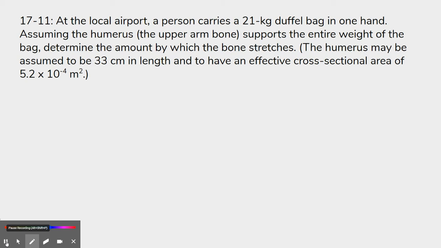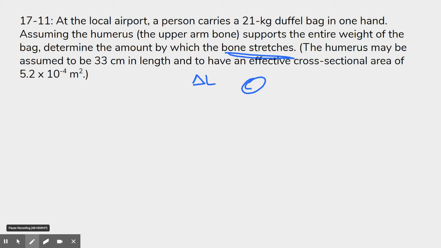In this next example, we're looking at a person walking through an airport, carrying a duffel bag in just one hand. We're going to consider the bone in the arm, called the humerus, and we're saying that it supports the entire weight of the bag. So we want to know by what amount the bone actually stretches. The amount that it stretches would be delta L, the change in the length.